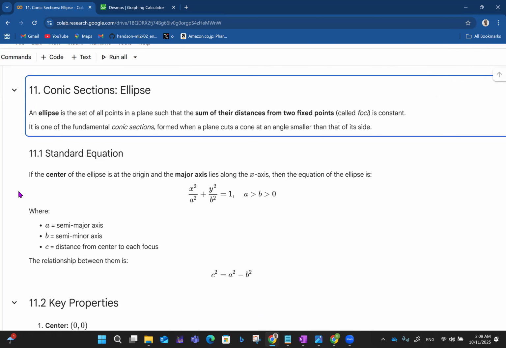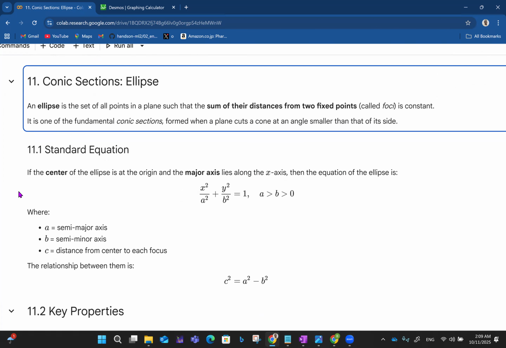So an ellipse is a set of all points in a plane such that the sum of their distances from two fixed points, called foci, is constant. So we have two fixed points now. You remember that for a circle, you have a single point. For an ellipse now, you have two fixed points. It is one of the fundamental conic sections, formed when a plane cuts a cone at an angle smaller than that of its side, right?